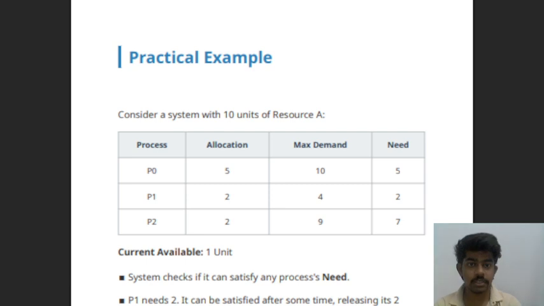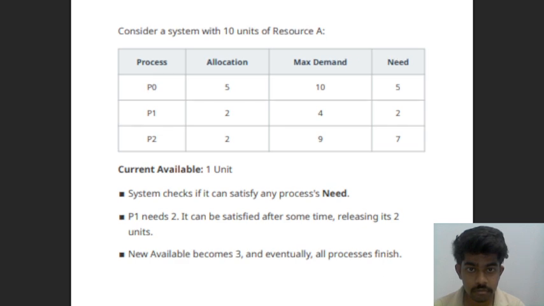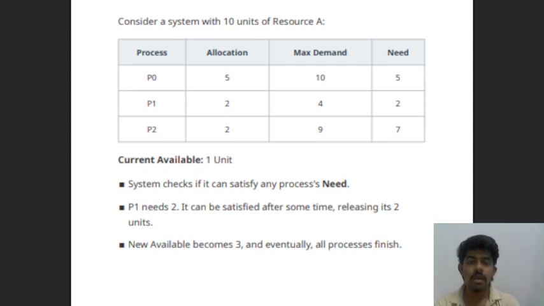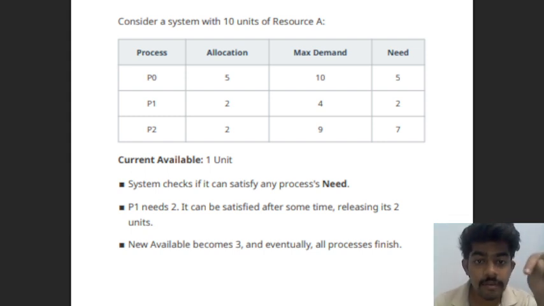So let's see a practical example of it. Now here, consider a system with 10 units of resource A. Here we can see we are given that there are 10 units of resource A, out of which 5 resources are given to process P0, 2 resources are given to process P1, and 2 resources are given to process P2. Here the total available is one unit of resource.